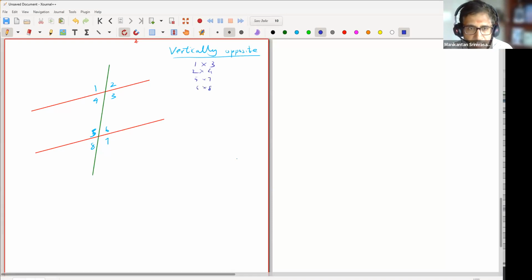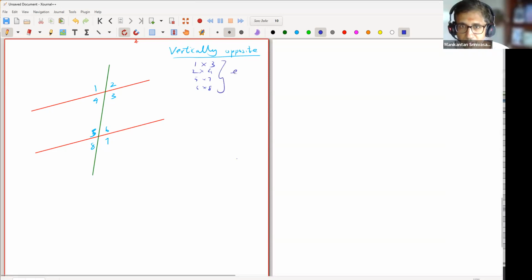So they are literally like an X formation. And the vertically opposite angles are what, Rachit? They are equal or supplementary? You're muted, Rachit. So they are equal, right? Vertically opposite angles are equal.